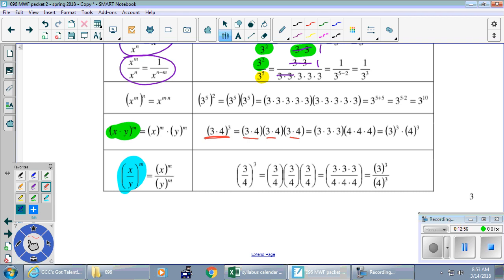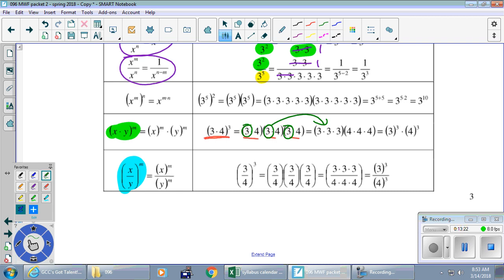So I'm going to choose to group together the 3's. I'm going to put all of them in the front. 3 times 3 times 3. And then I'm going to put all of the 4's in the back. 4 times 4 times 4. How many 3's were there? 3. How many 4's were there? Also 3. So at the end of the day, (3 times 4) to the 3rd really becomes 3 to the 3rd times 4 to the 3rd.